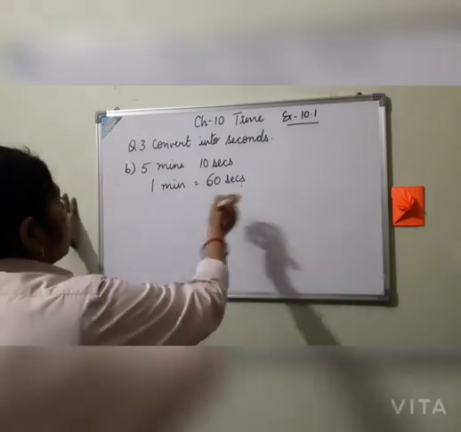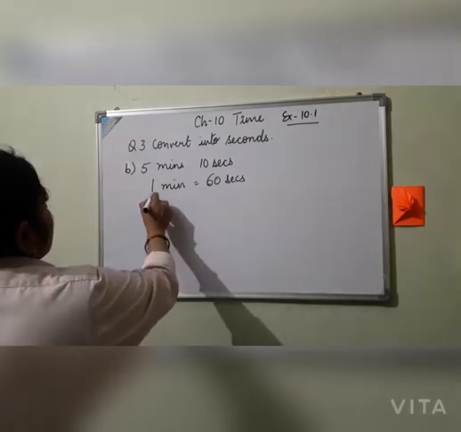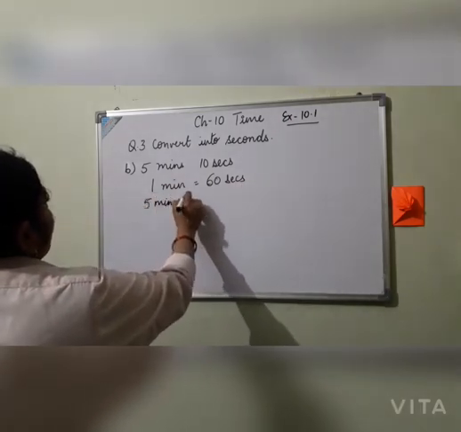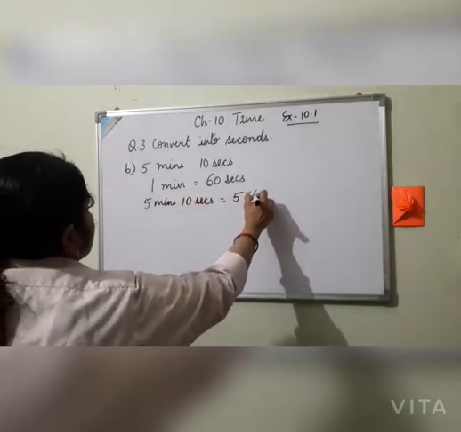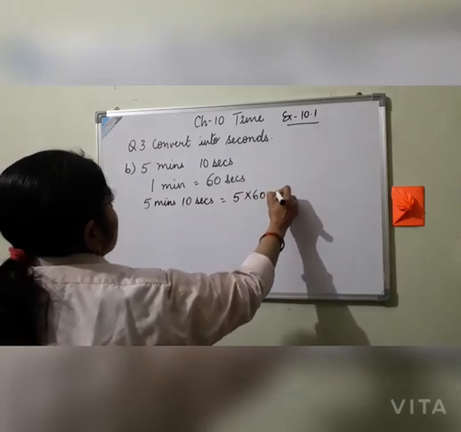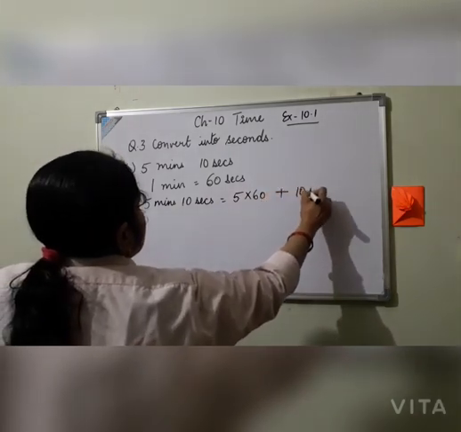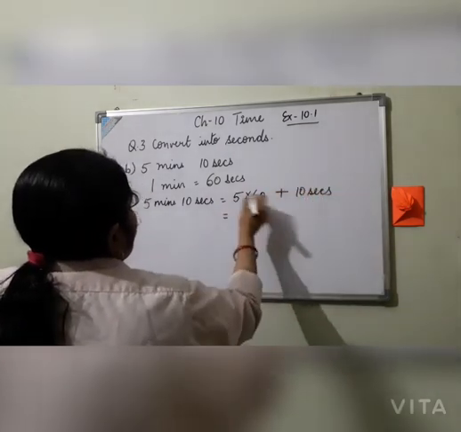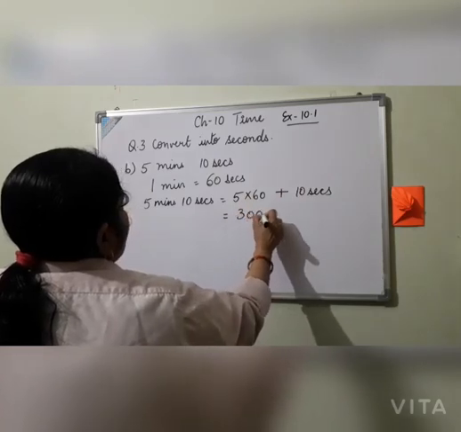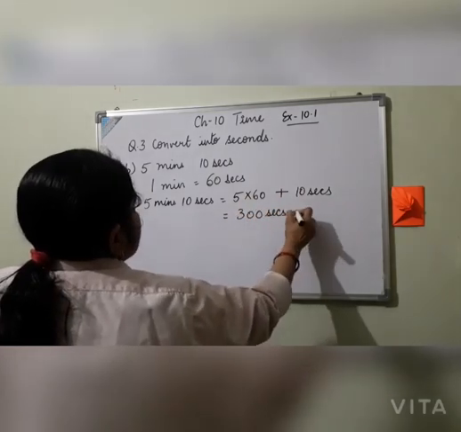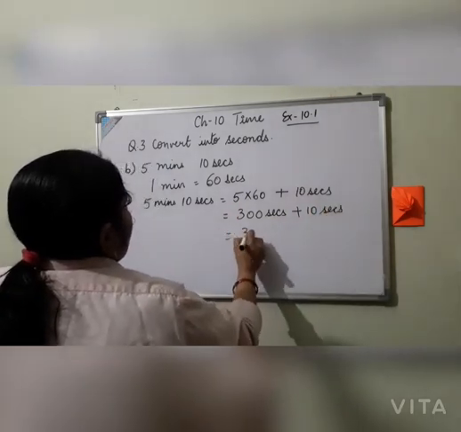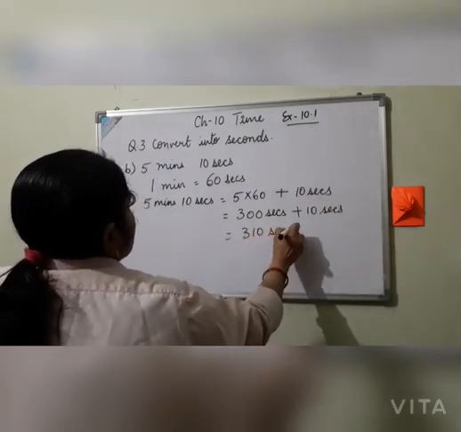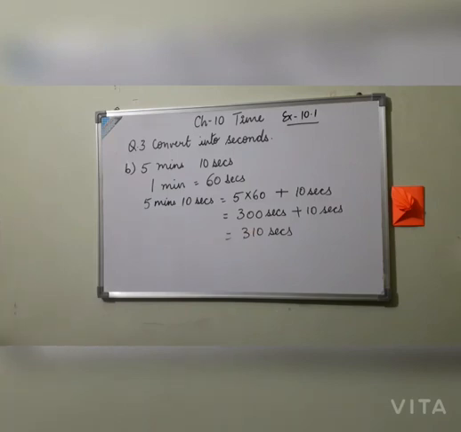So 1 minute has 60 seconds, then 5 minutes 10 seconds will have, let's find out, 5 multiplied with 60 plus 10 seconds. When 5 multiplied with 60 is 300, it becomes 300 seconds plus 10 seconds, which is in total 310 seconds. So in 5 minutes 10 seconds there are 310 seconds.